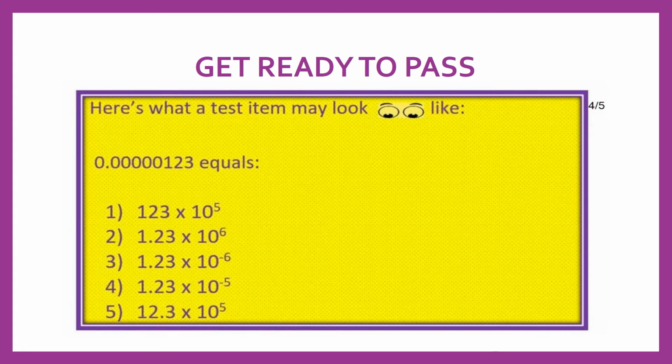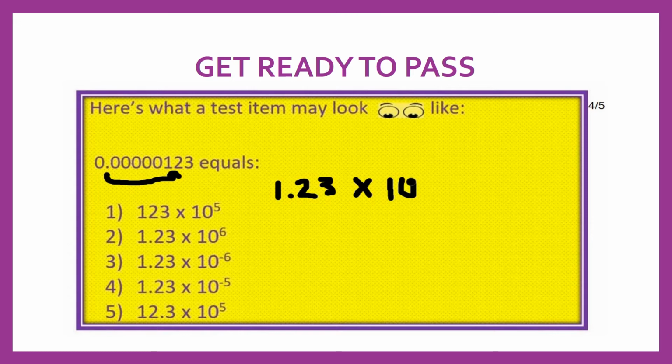In order to solve this problem, we need to move this decimal point here until it ends up with one single digit in front of it. So we're going to move it here. When we convert this value into its decimal form, we get 1.23, with one single digit in front of it, which is 1. We're going to multiply this decimal by 10.